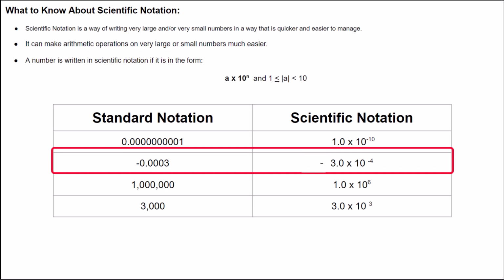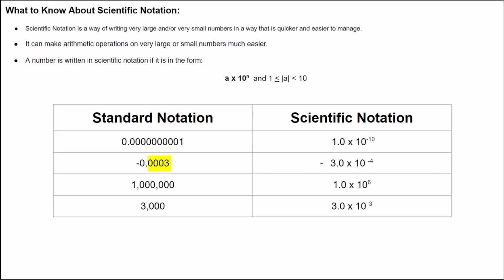Let's take a look at the next one. You have 0.0003, and it's a negative. So if you count over 1, 2, 3, 4 spaces, what you get is negative 3 times 10 to the negative 4th. So these are very small numbers. But the same thing applies for larger numbers as well.